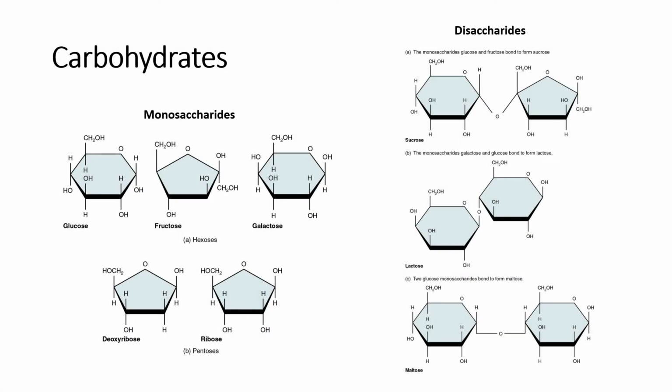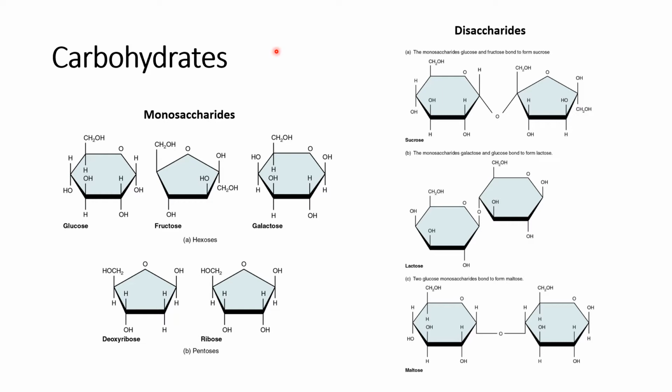There are four classes of organic compounds in our body: carbohydrates, lipids, proteins, and nucleic acids. This video will take care of the first two, carbohydrates and lipids. Carbohydrates, think of that as energy storage in our body.